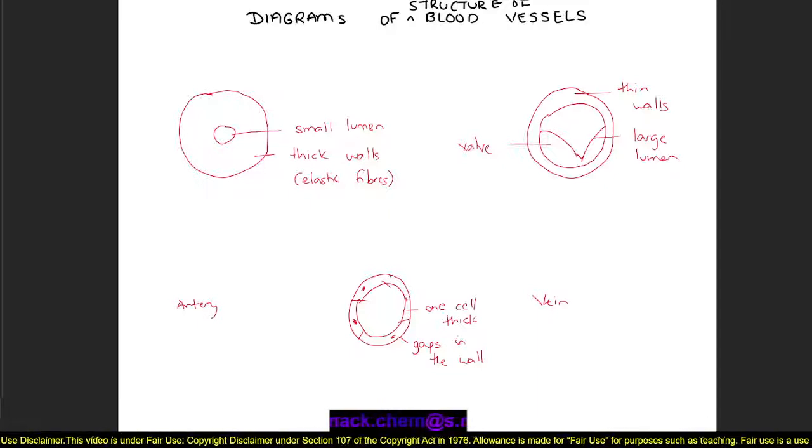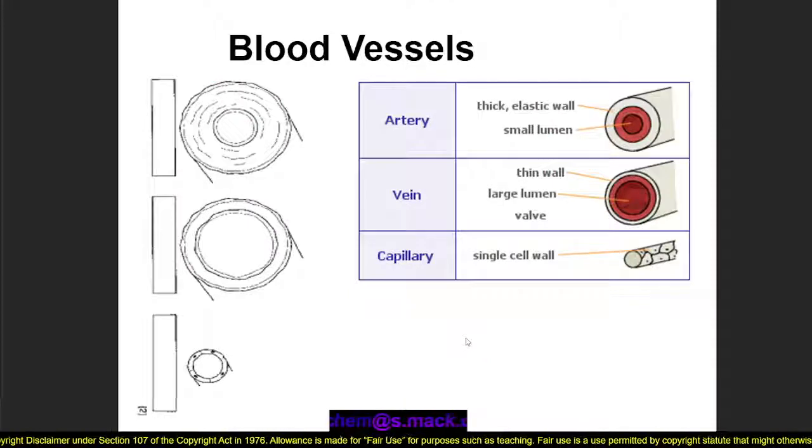So in this slide, what I want you to do is take down the structure of the three blood vessels. Make sure to pause the video and do so. And this is a look at an actual diagram showing an artery, a vein, a capillary, with short annotations about the structure of the blood vessels. In another video, we will look at the functions of these three blood vessels.